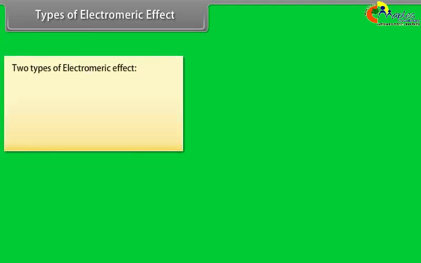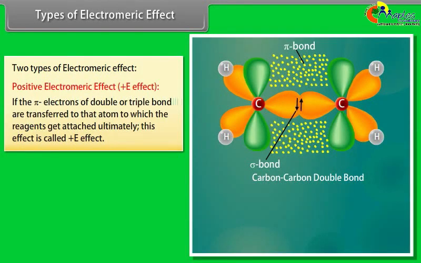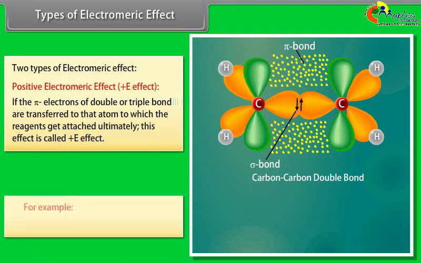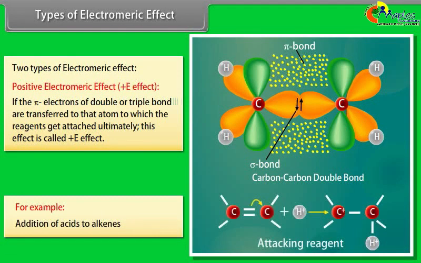Types of electromeric effect. There are two types of electromeric effect. Positive electromeric effect, positive E effect: if the pi electrons of a double or triple bond are transferred to that atom to which the reagent ultimately gets attached, this effect is called positive E effect. For example, addition of acids to alkenes.